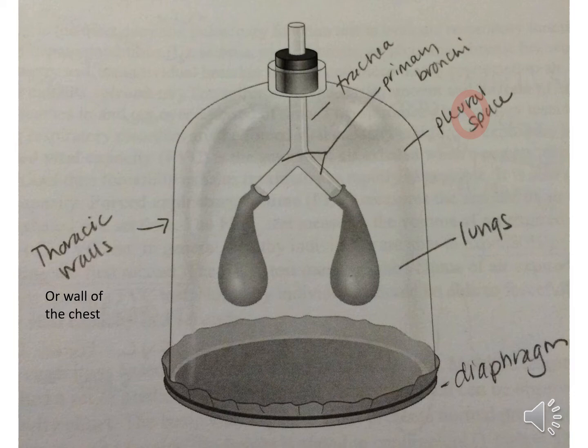The walls of the bell jar are pretty much the wall of the chest. The picture I've got showing here says thoracic walls, walls of the chest, rib cage, that sort of thing. We're all talking about the same thing. Humor your instructor, write wall of the chest. The picture here is trying to label the space on the inside of the bell jar, and in anatomy class they do call that a pleural space, but we're not worried about that.